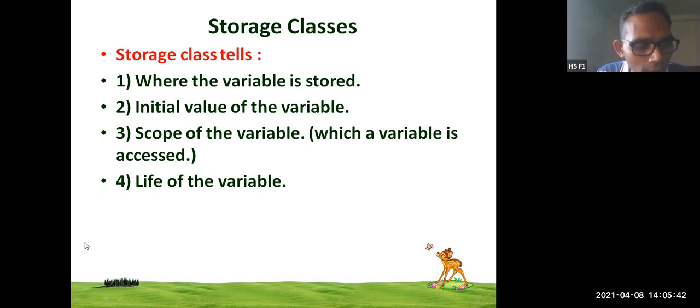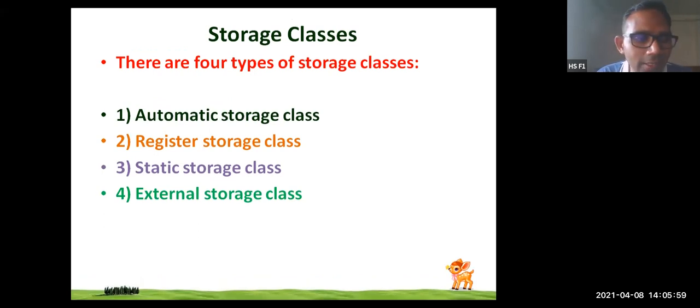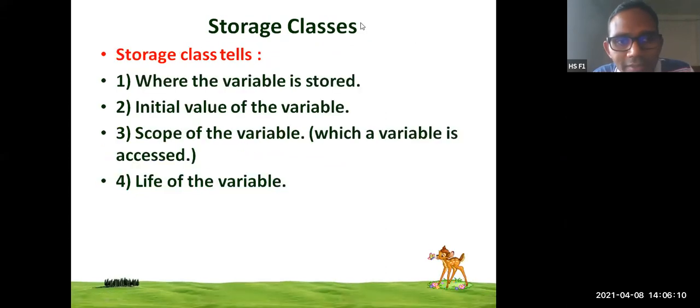Now we are having four different types of storage classes. Those are automatic storage class, register storage class, static storage class, external storage class. So these are the four different types of storage classes in C, which represent these four attributes. What are those four attributes? Where the variable is stored, and the initial value of the variable. What is the initial value? Is it a garbage value? Is it 0 or something else? What is the scope of the variable? Where is the variable accessed? Then the life of the variable.